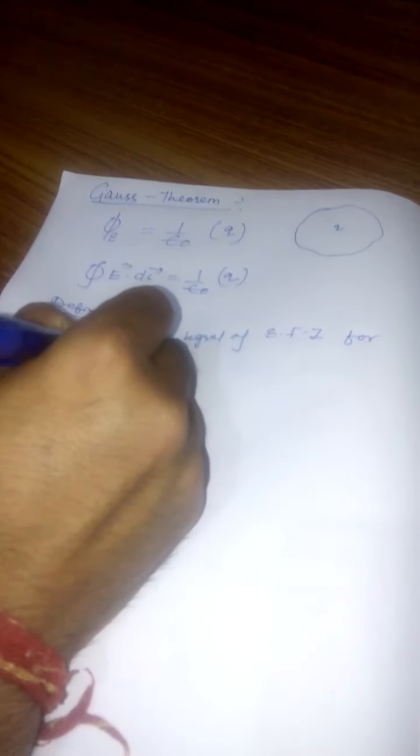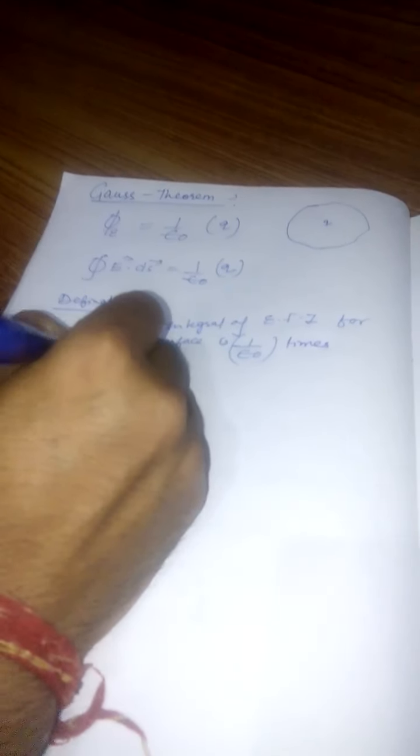So the definition of Gauss law is that the surface integral of electric field intensity for a closed surface is 1 upon epsilon naught times the charge enclosed within the surface.